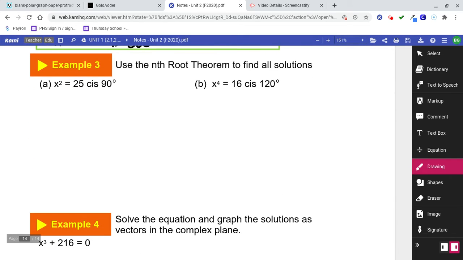Okay? So, example 3, use the Nth Root Theorem to find all of the solutions. So, think about what you do in algebra. If you were solving the equation, you'd take the square root, okay? But another way of thinking about it is if I took the 1/2 power on both sides, I might be looking at x equals 25 cis 90 to the 1/2 power. And that looks like DeMoivre's. DeMoivre's is taking a polar vector and raising it to a power. It just so happens that this power is a fraction.